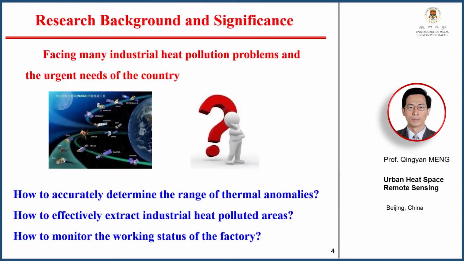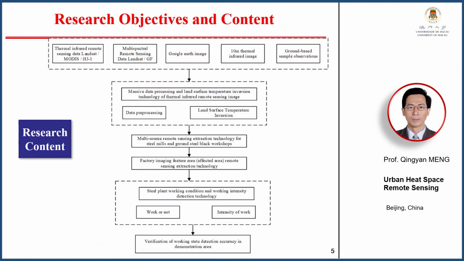So we carried out some studies. This is the research content. For example, we use different kinds of data. No matter what kind of data we get, we just use it. Of course, we use thermal infrared remote sensing data, Landsat, MODIS, and so on, the GF-4 and GF-5 and so on, and multi-spectral remote sensing data, GF-1, GF-2, ZY3, and so on. Also Baidu and Google Earth images, some high resolution or middle resolution thermal infrared images, and some ground-based observation images.